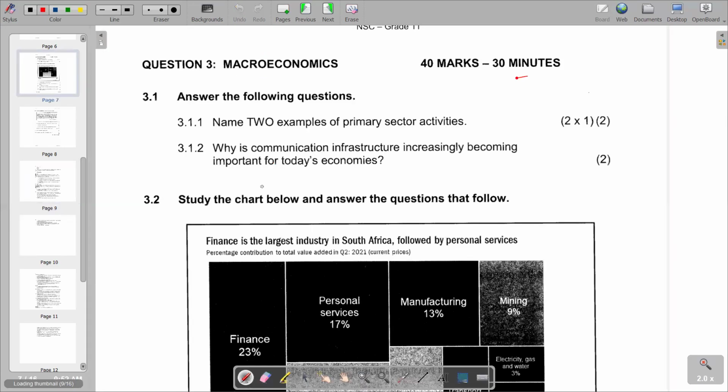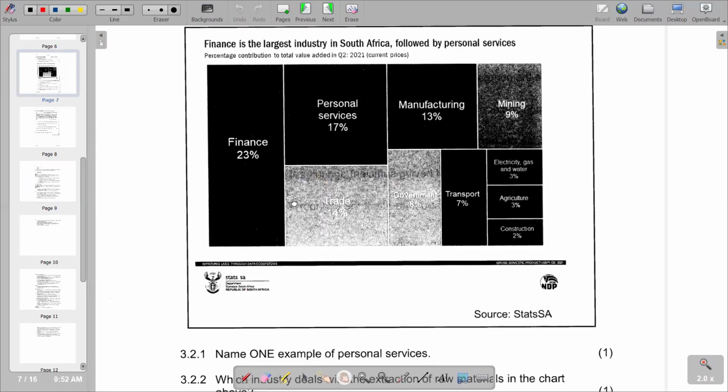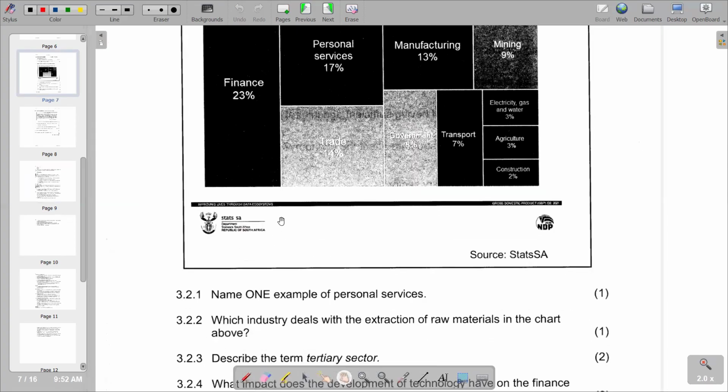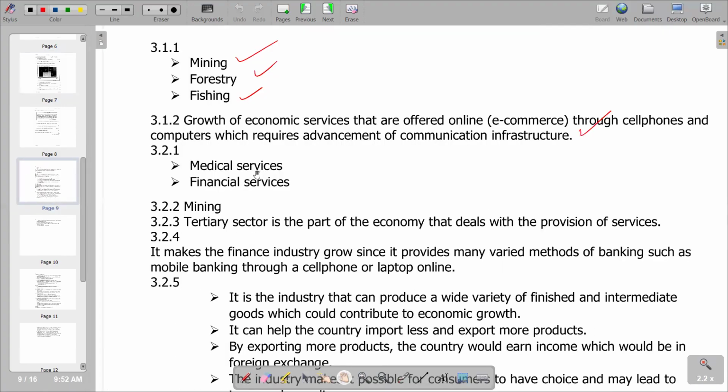And move on to the next part of our question, which is now saying look at the chart below and answer the questions that follow. So you're given a chart that you just need to browse through. As we go down, you're able to see that beneath that, we have a question saying, name one example of personal service, for 1 mark. An example of personal service that we can have is medical services.